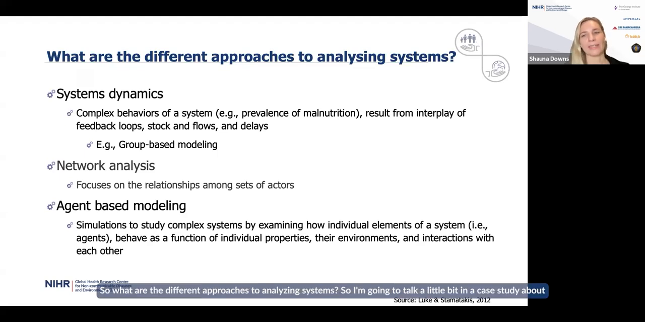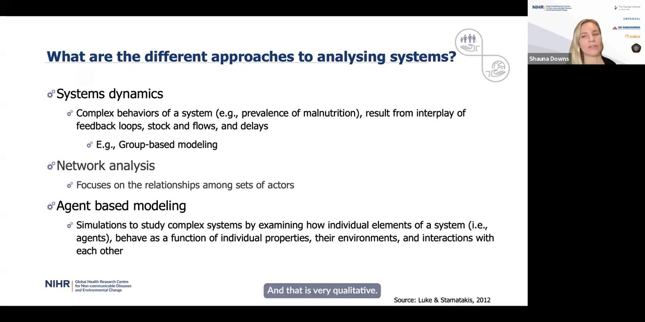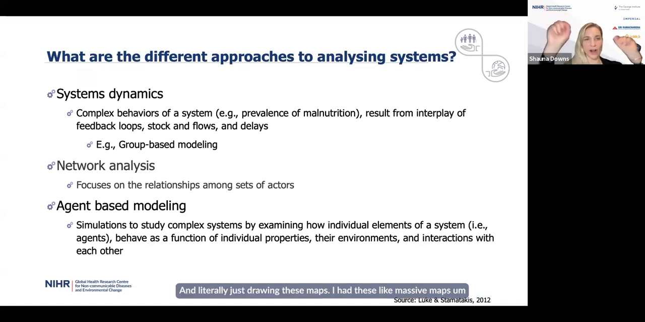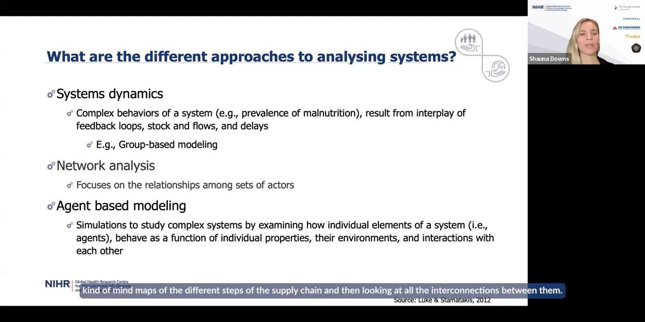So what are the different approaches to analyzing systems? I'm going to talk a little bit in a case study about looking at trans fat policy using a systems approach in India, which is something I did for my PhD work. That was very qualitative. It was mapping the food systems from a qualitative perspective, doing interviews with key stakeholders, and literally just drawing these maps. I had these massive mind maps of the different steps of the supply chain, and then looked at all the interconnections between them.